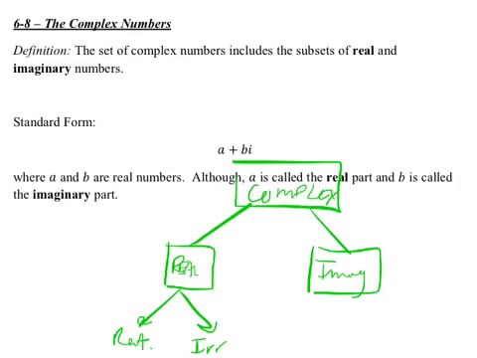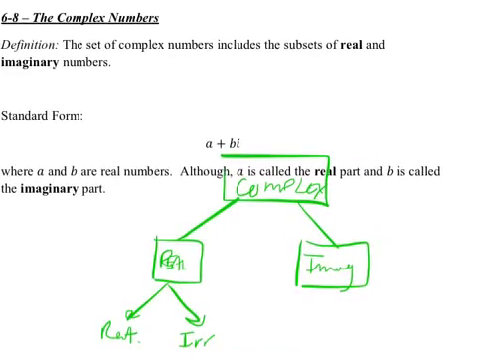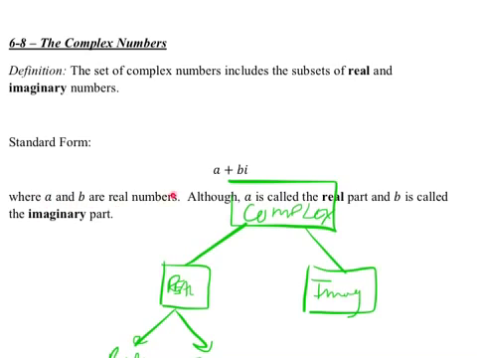Okay, so there's going to be what's called the real component, and we're going to call that A. And you'll see that's already written on here. Where A and B are real numbers, A is called the real part, and B is called the imaginary part. Okay? Again, A is the real part, B is the imaginary part.